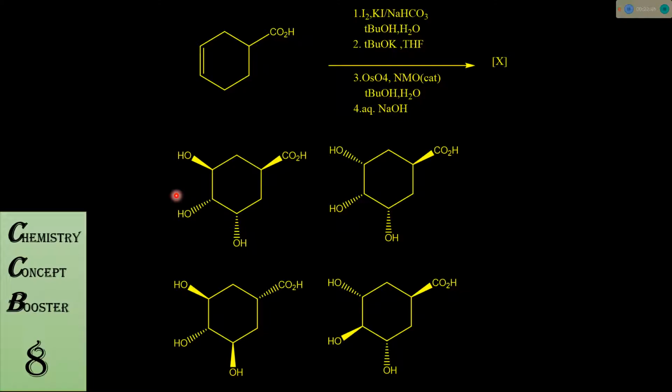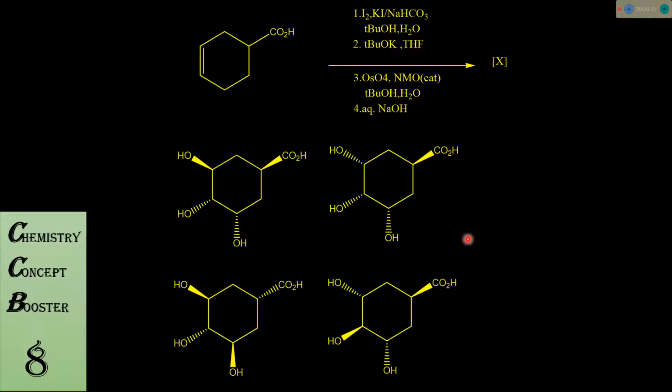Sorry, I forgot to write the options A, B, C. So you have to assume that this is A, this is B, this is C, this is D. I forgot to write the options, so sorry for that. So let's move to the answer and see the mechanism and try to understand the use of reagents.